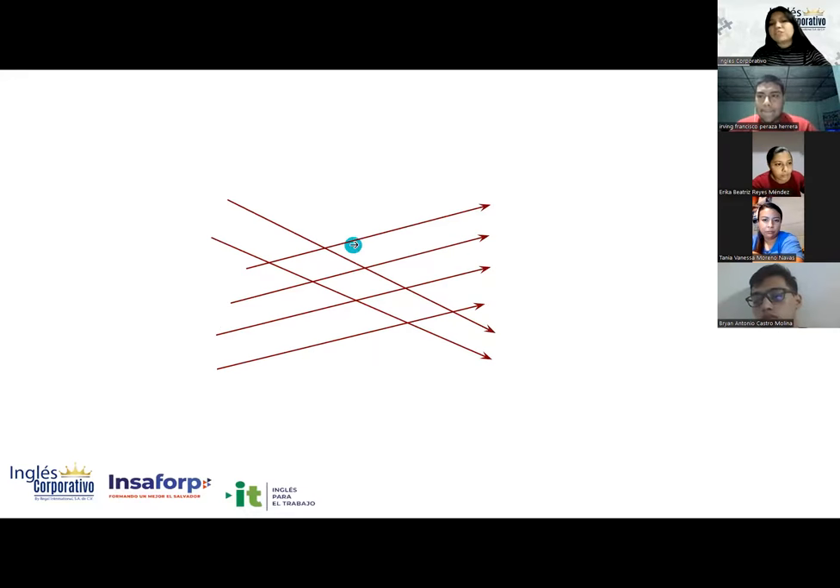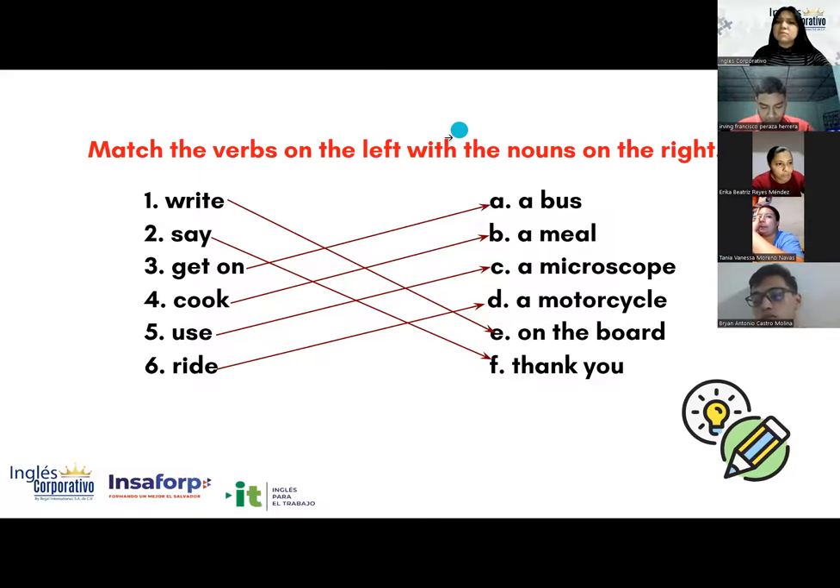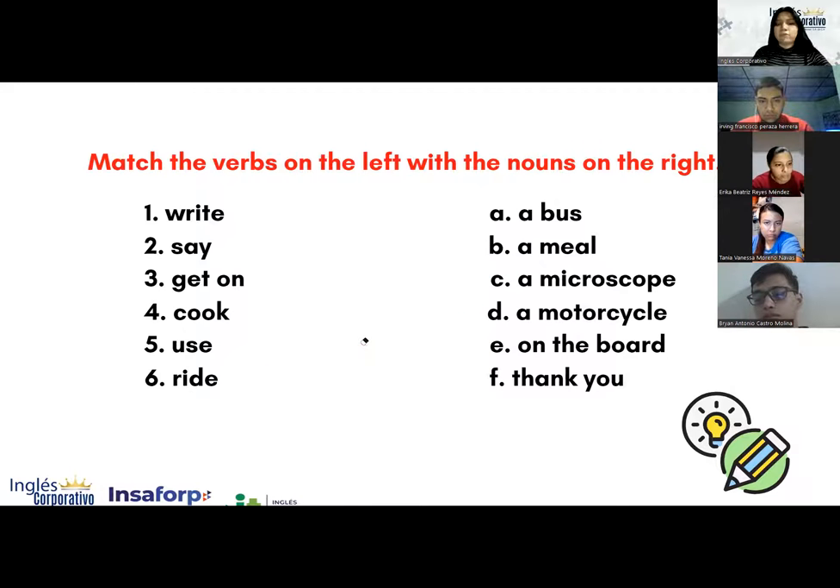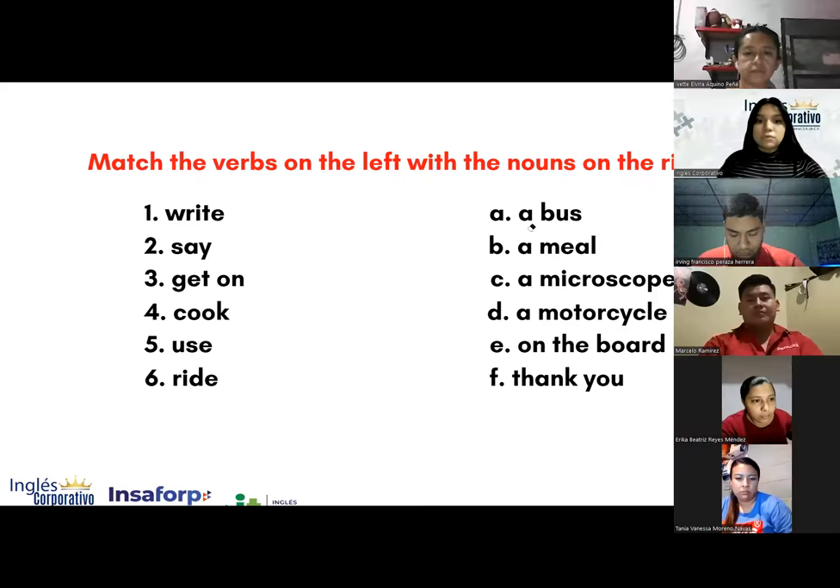All right. Let's continue. Do you have any question about vocabulary? If not, I have a question for you. If you don't have for me, I have for you. No questions about vocabulary? No? Okay. So let's see.